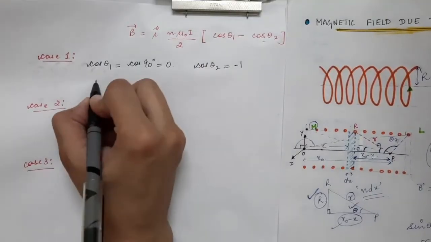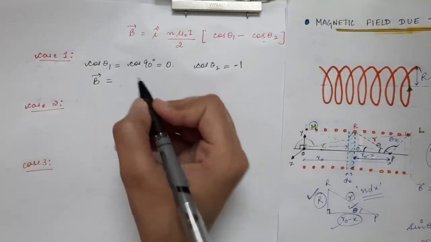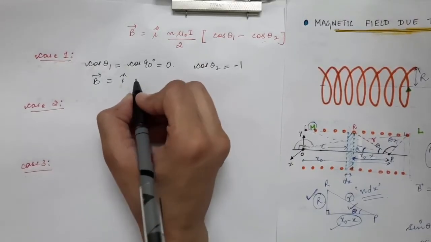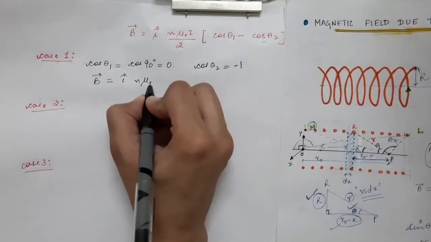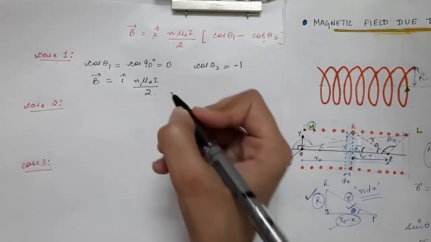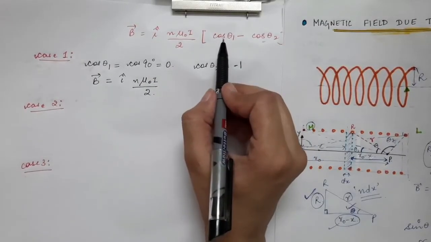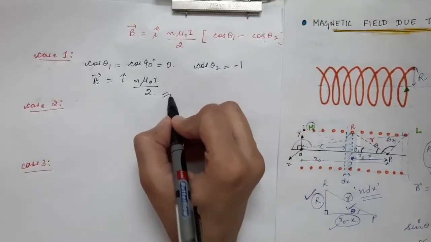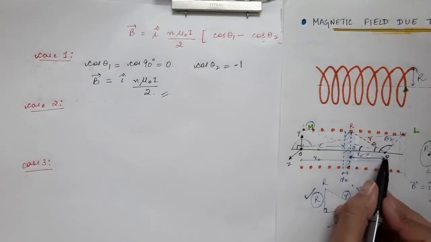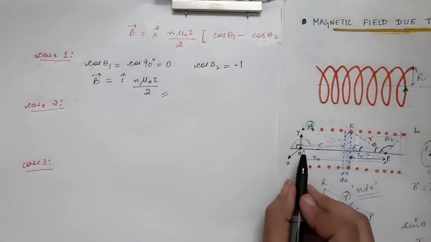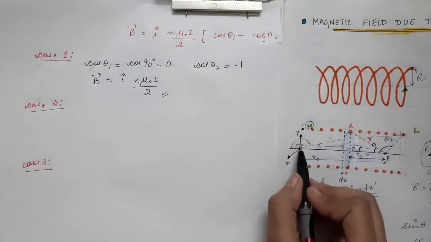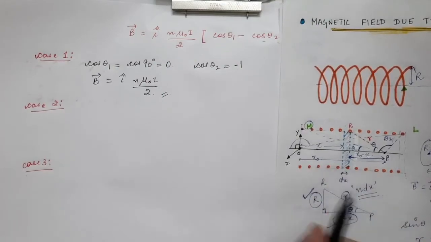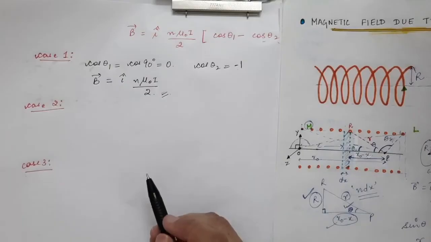When you put these values in, the expression will become B vector is equal to i cap n mu naught I divided by 2, into 0 minus of minus 1, that will be just plus 1. So this will be the expression of magnetic field when this observation point P is present on this M end of the solenoid and the solenoid is supposed to be infinitely long.